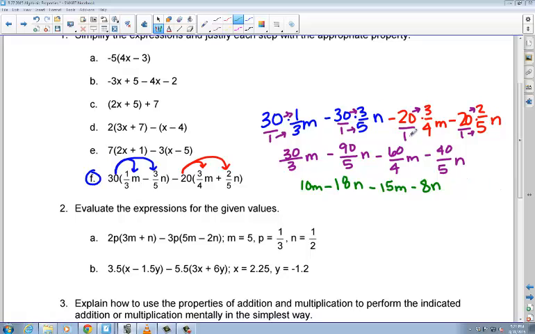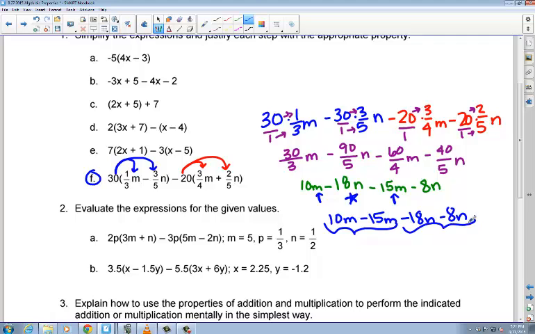And now I'm going to combine like terms. So I'm going to use little arrows. I'm going to put my arrow on 10M minus 15M. And if we need to, we can always rewrite it. It's 10M minus 15M, so I'm going to write them together. And then I'm going to rewrite -18N minus 8N. So now all I've done is combine my like terms so that I can easily calculate them together.